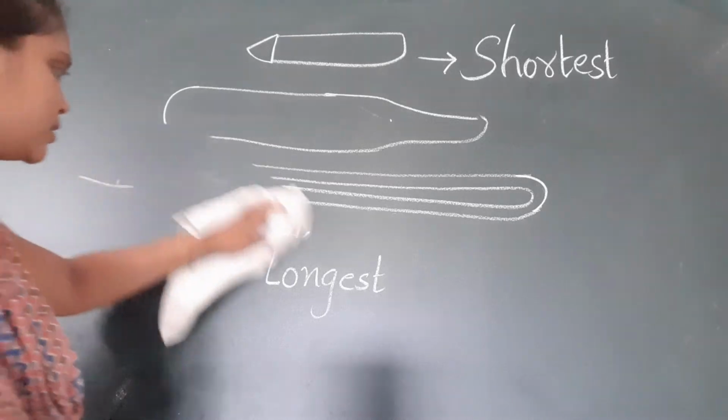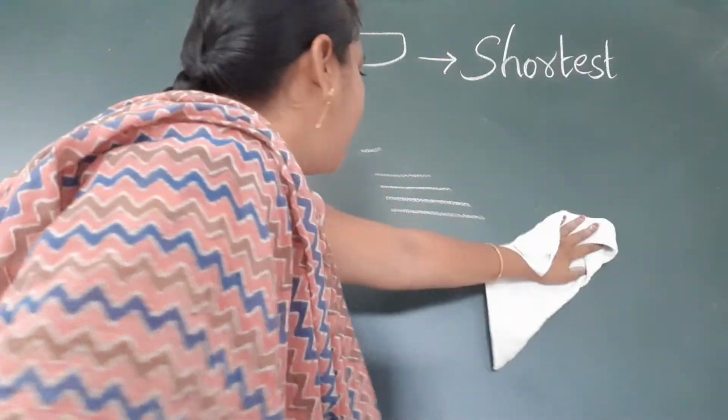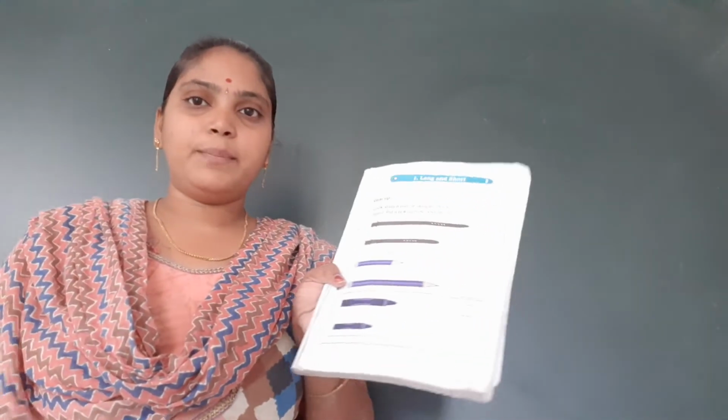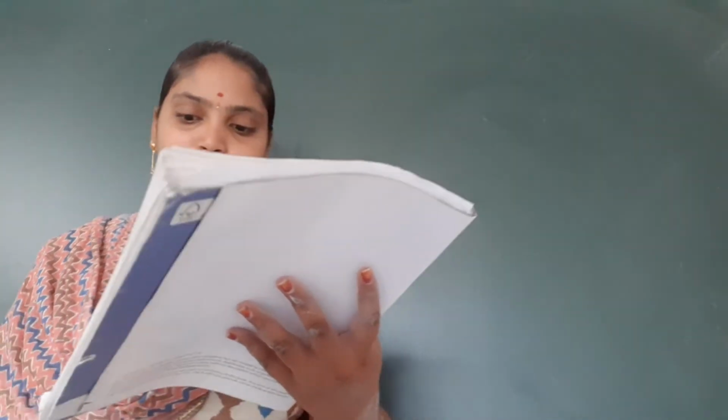Shortest and longest. Now everyone open companion page number 1. So this is your companion, children. Here Gear Up is there now. So everyone complete page number 1. So in this what we have to do? Just you have to look at each pair of objects and put a cross near the longer object and put a tick near the shorter object.